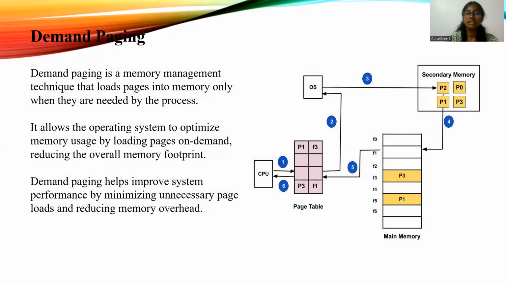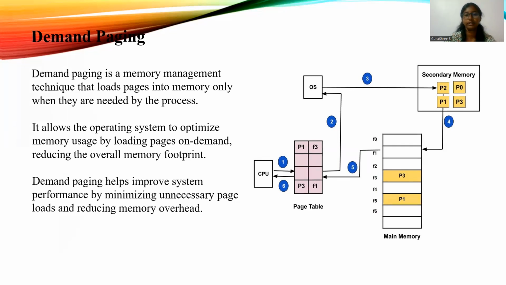Demand paging. Again, this is one of the memory management techniques that loads pages into the memory only when they are needed by the process. It allows the operating system to optimize memory usage by loading pages on demand, reducing the overall memory footprint. Demand paging also helps in improving system performance by minimizing unnecessary page loads and reducing memory overhead.